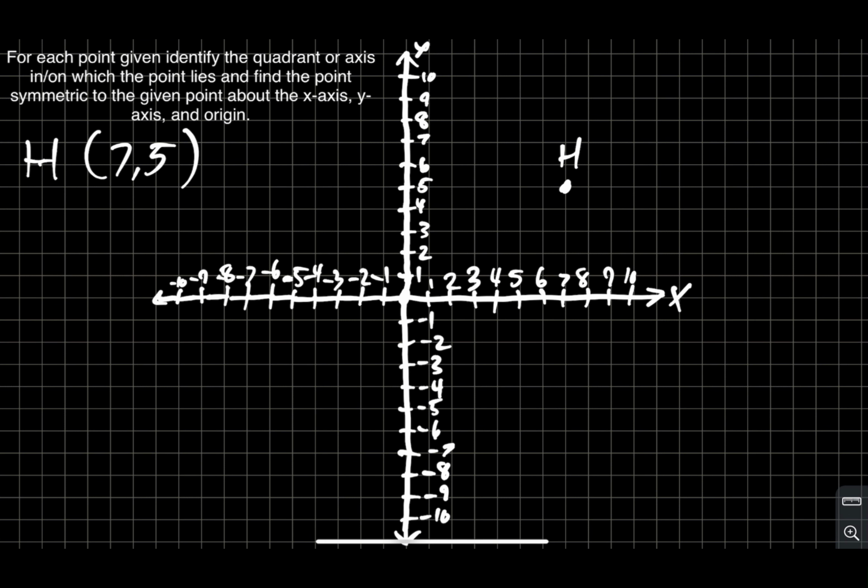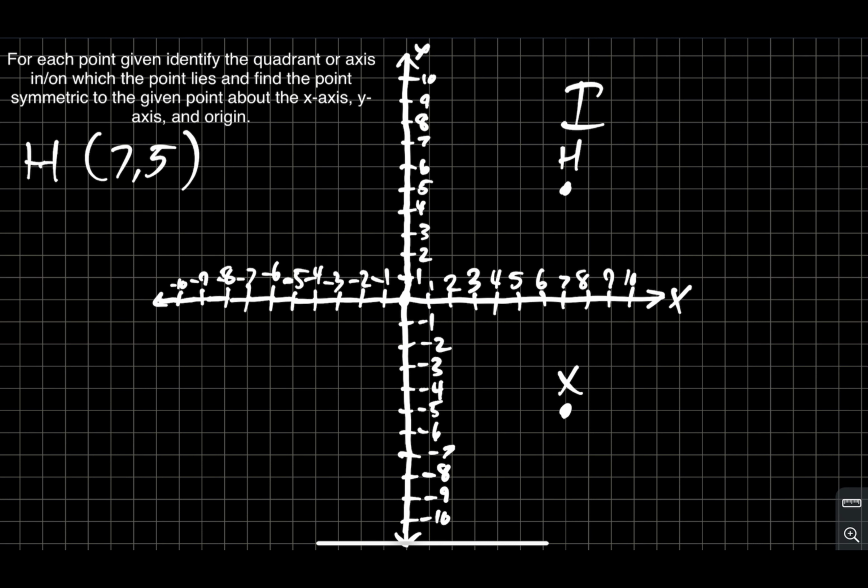Now, for point H, which quadrant is this in? Point H is in your first quadrant. And we want to find a point symmetric to H about the x-axis. So what we need to do is change the y value. So for point X, which is that point symmetric to H about the x-axis, we need to change the y value. So 7 is going to remain the same since that's an x value. It's going to go from +5 to -5. And our point is going to be right here. And that's point X.